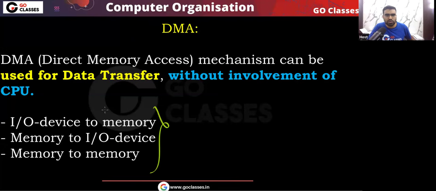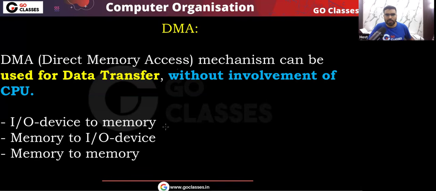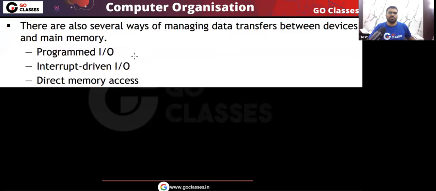Remember, this direct memory access mechanism we can use if you want to transfer data from memory to memory, like in the main memory, from one location to another location. If you want to transfer the data, then also you can use this DMA. So the concept is actually very simple. Direct memory access means without much involvement of the CPU, we can directly transfer the data between an IO device and main memory.